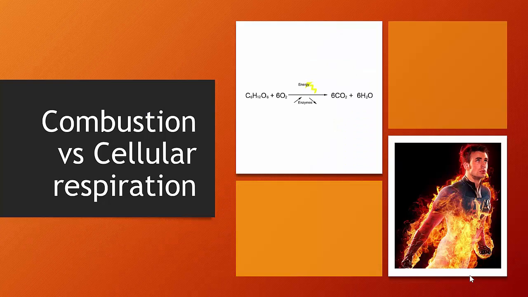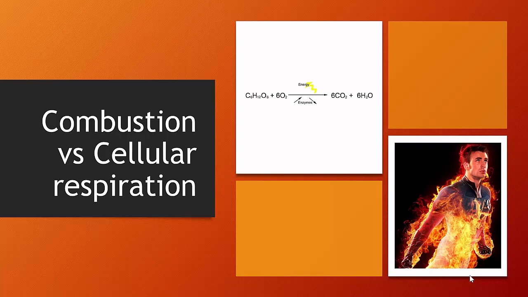Here we've got a general reaction written for glucose in a combustion or in a cellular respiration situation. Combustion, we would take glucose and oxygen, add heat, and we would get CO2, water, and flames. Cellular respiration has the exact same reaction, except instead of heat, we use enzymes. Now, the overall reaction is the same, but the result is different.